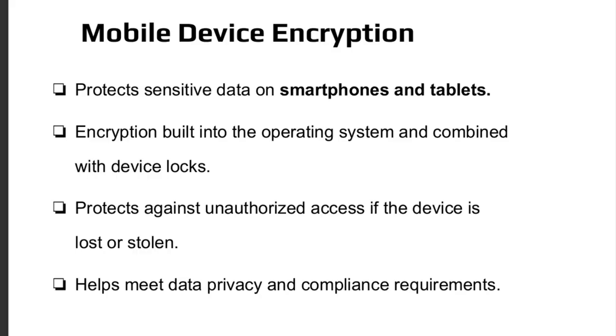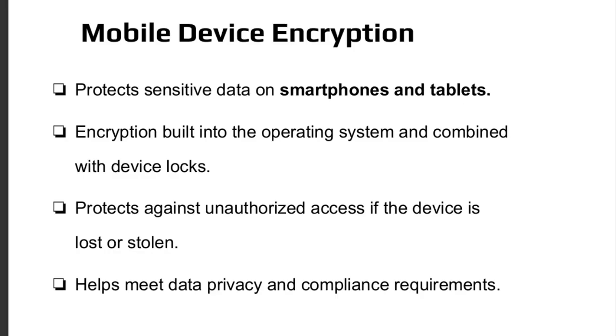Data at rest encryption will also include our mobile devices. We want all of our sensitive and critical data stored on our tablets and smartphones to be encrypted. Your mobile devices will have encryption utilities built directly into the operating system. They are integrated with your device and screen locks to provide a robust system for protecting against unauthorized people.